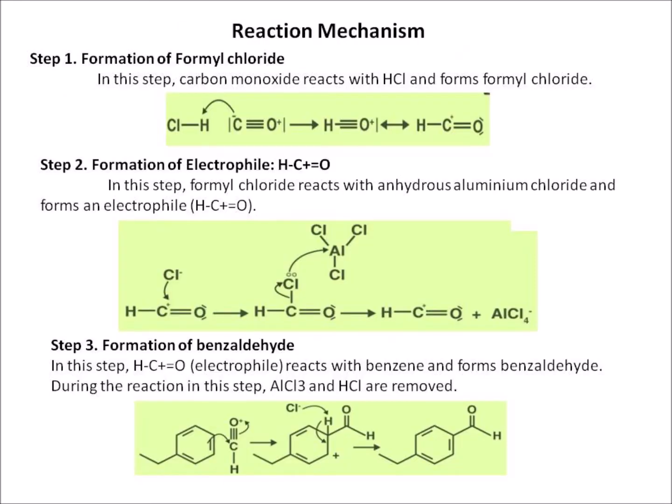There are 3 steps in Gattermann-Koch reaction mechanism. The first step is formation of formyl chloride. Second step, formation of electrophile. Third step, formation of benzaldehyde. See, all these equations are given.